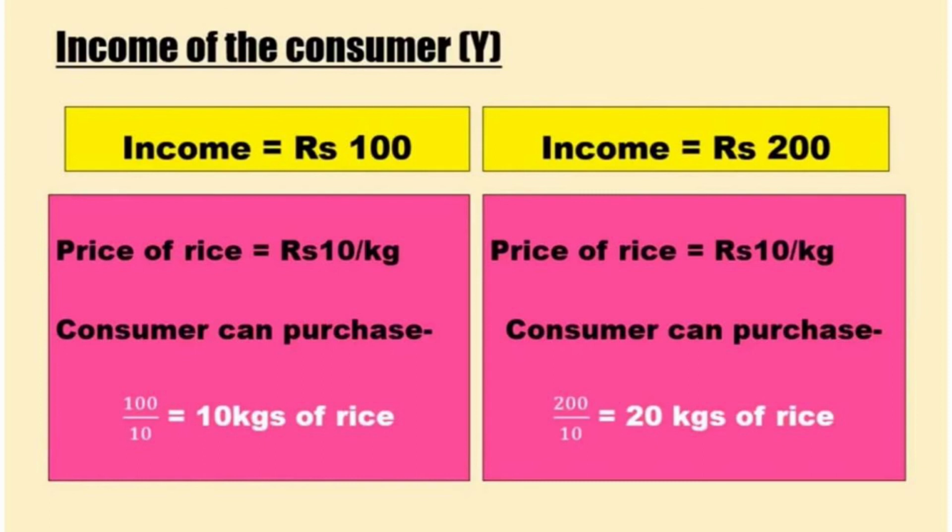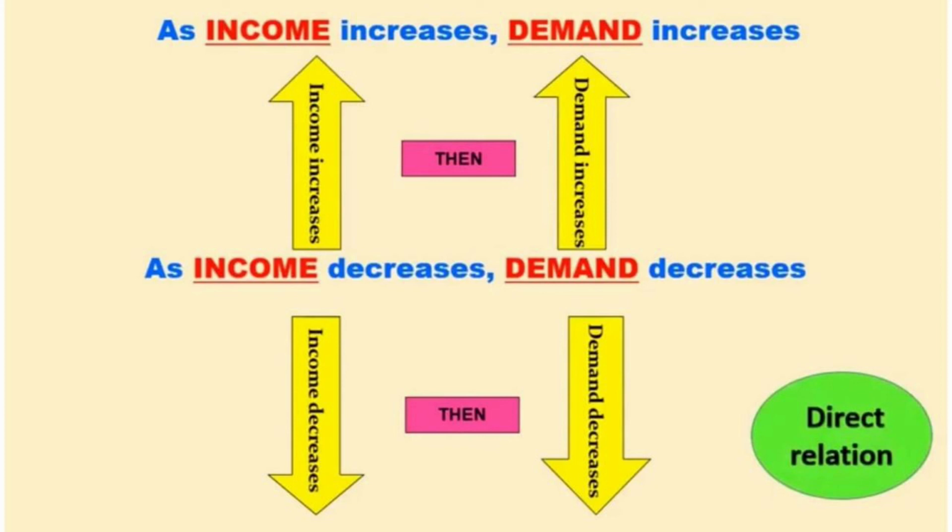Now the same thing, you can see in the consumer's income. From 100 rupees, it is increasing to 200 rupees. Your level of purchasing power will also change. The person who bought 10 kgs of rice for 100 rupees is now ready to buy 20 kgs of rice for 200 rupees. So there again you have changes in the income and the quantity of your demand. So as income increases, demand increases. Income increases more and more, then the demand also increases. The income decreases, then the demand also decreases. This is a direct relation.